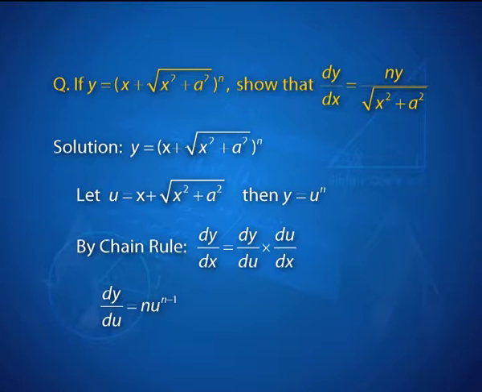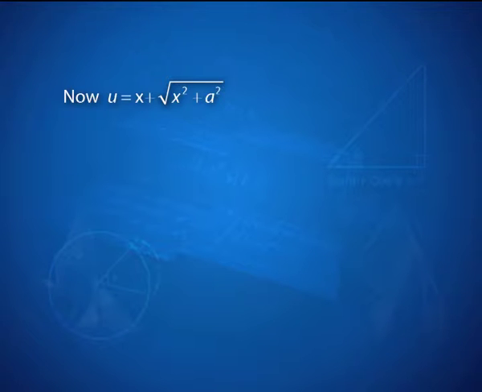So, again going back to our function u, which is of course x plus root x square plus a square, the derivative of y with respect to u simplifies to be this expression. Let us focus on u. U is x plus root of x square plus a square. It is not just a sum of two functions. The second part of this function is again a composition.